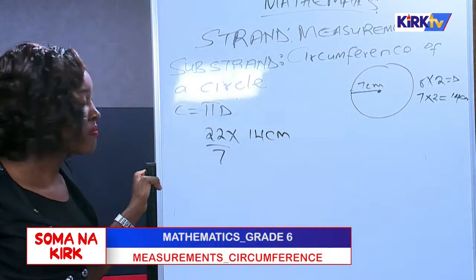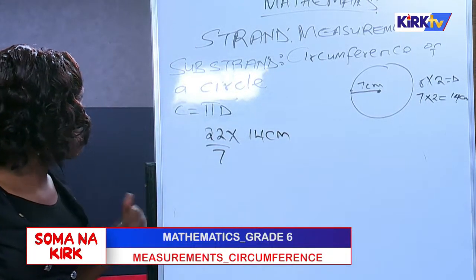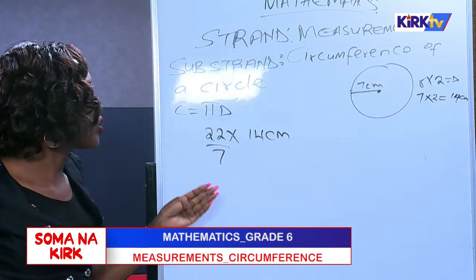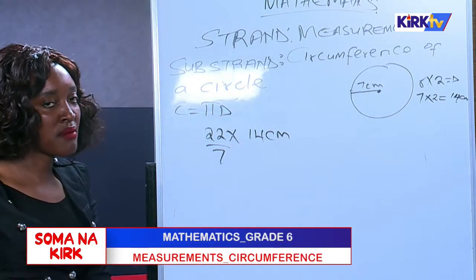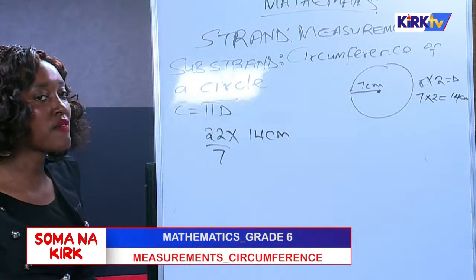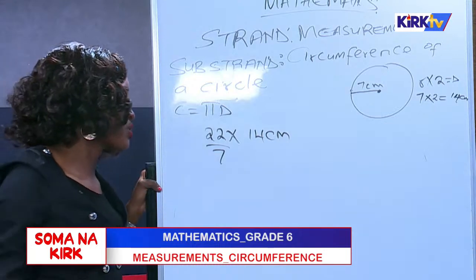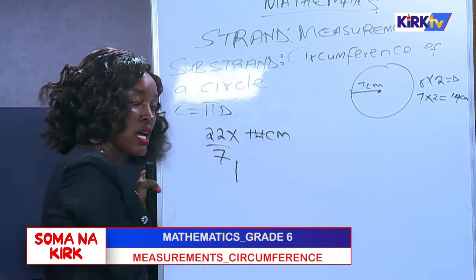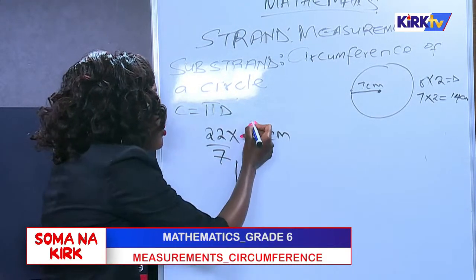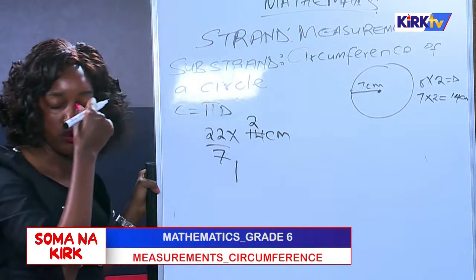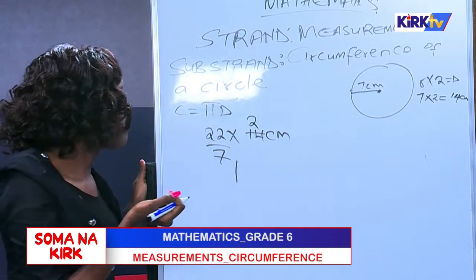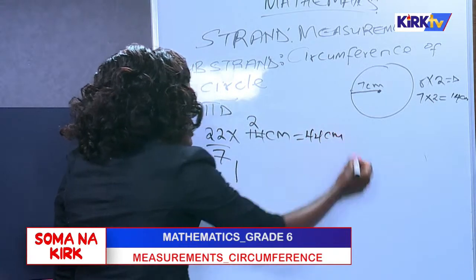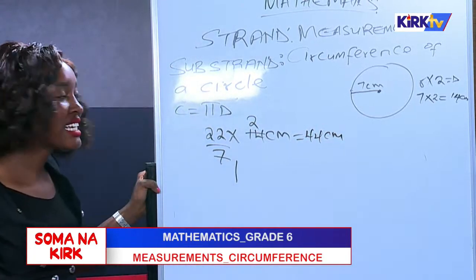Again, multiplication. Yeah? So which number? Okay, we can see 7 can go into 14. How many times? Yes, 7 times 1 is 7, 7 times 2 is 14. So 7 divided by 7 is 1, 14 divided by 7 is 2. So when you multiply 22 times 2, you get 44 centimeters. Yeah, and that is exactly it.